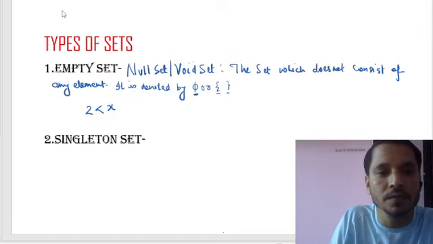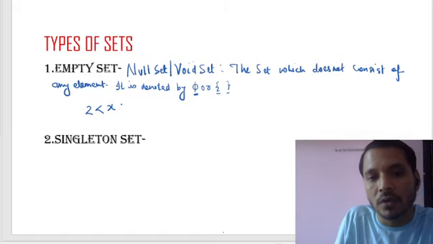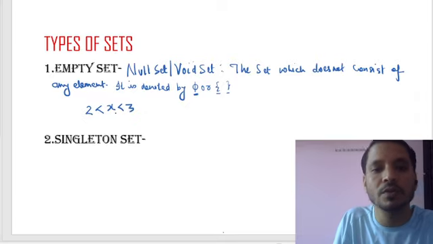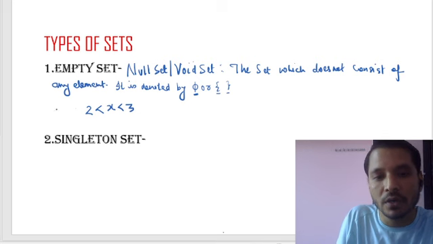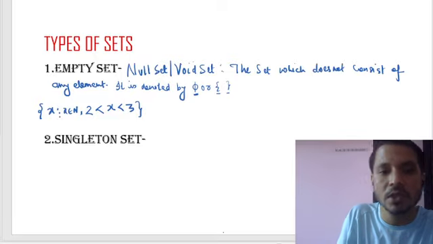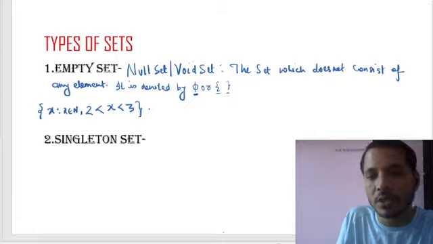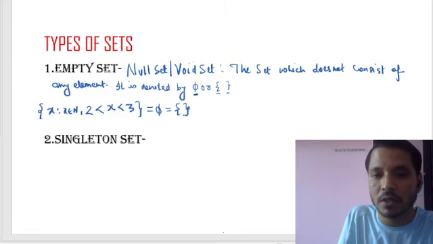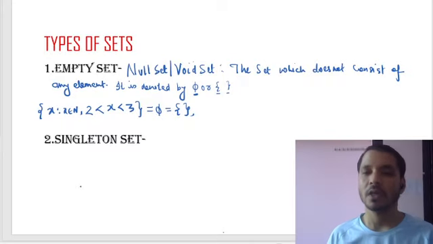Here you will say there is no such number which lies between 2 and 3 and that is a natural number, right? That means we can write it as the set of x such that x belongs to natural numbers and x is between 2 and 3. So it is an empty set, and we can represent it with the symbol phi. Empty means it is nothing.